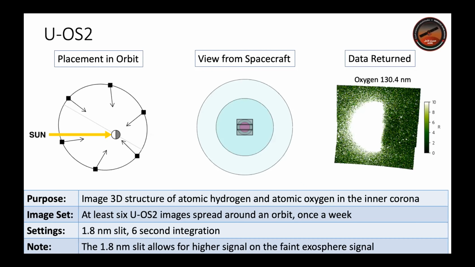There are very few emissions in this region, the corona, and they're fairly well separated. So we can get a little more sensitivity at the cost of some spectral and spatial resolution, and that's fine.